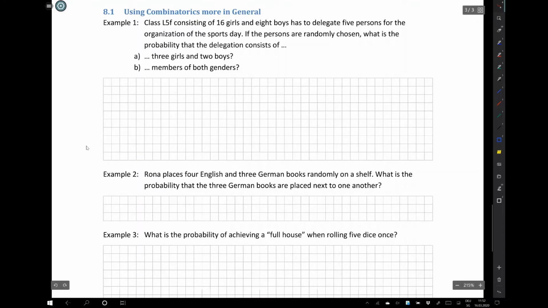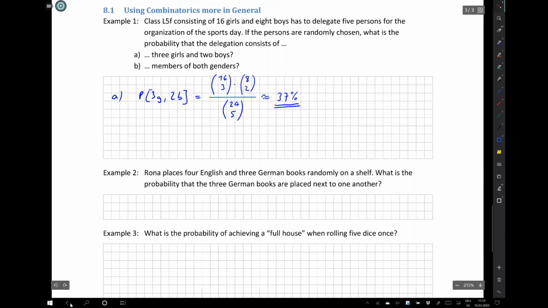So in example 1, we have a Laplace experiment. All the different delegations have the same probability. So we have to find out how many delegations are possible at all, and then how many delegations fulfill the criteria. There are 24 choose 5 possibilities to choose 5 persons out of 24. So these are all the possible delegations.